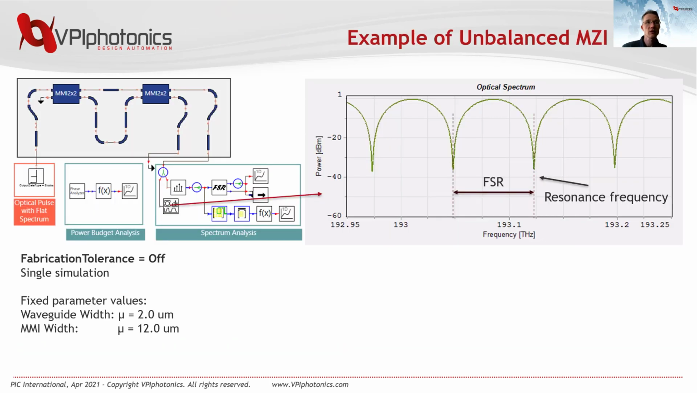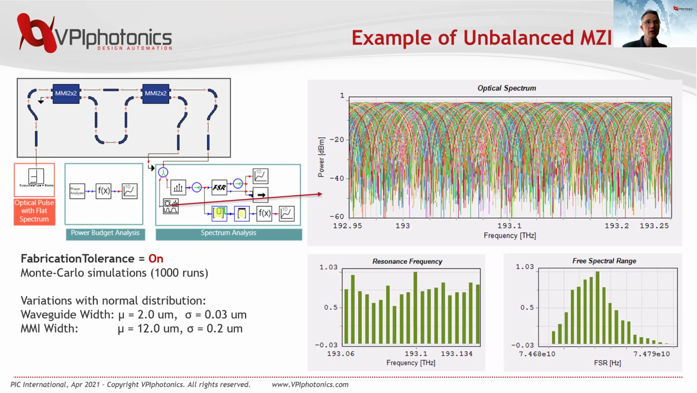So let's apply this approach to a simple unbalanced Mach-Zehnder interferometer, as depicted on the left-hand side here. On the right, we see the spectrum with three spectral range and resonance frequencies for the case that the nominal width of the waveguide and MMI are met. Now, considering fabrication tolerances and running the simulations for 1000 iterations, we see strong fluctuations of the resulting transfer characteristic. While the free spectral range stays rather constant within 0.1 GHz here, the resonance frequency shifts dramatically due to the phase noise introduced by the randomly varying device parameters.